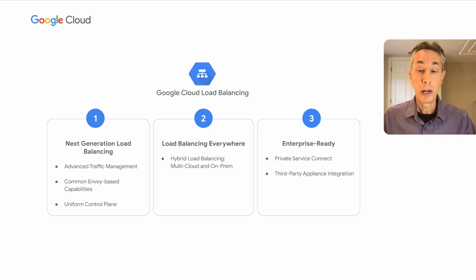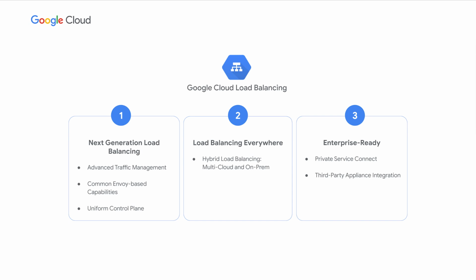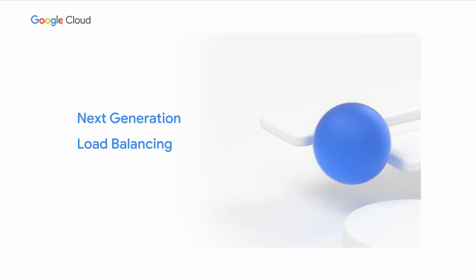Next, we'll also be talking about load balancing everywhere. This is a feature where if you have services that run off of Google Cloud, such as on-prem or in a multi-cloud environment, how you can connect to those services through our load balancers. So if you run services that are not running on Google, you can still access those services via our load balancers. And finally, we're going to talk to you about some of our enterprise-ready features, such as Private Service Connect, which enables you to connect to third-party or services that are not necessarily under your organization's control, as well as how you can connect to third-party applications. So first, we're going to talk about some of our next generation load balancing capabilities.